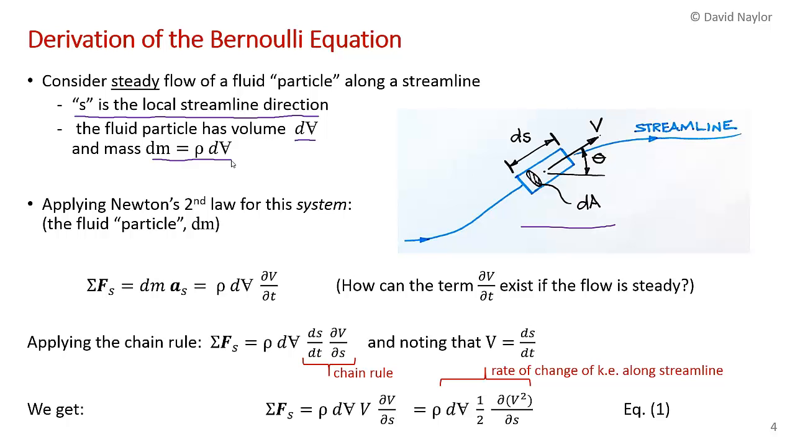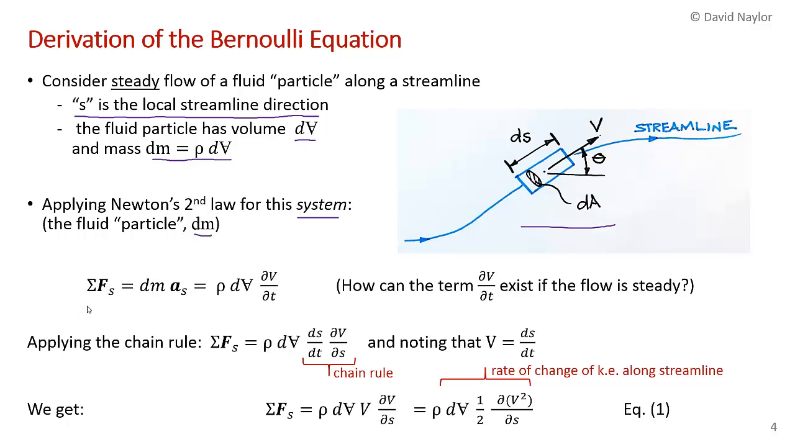So now we can apply Newton's second law for this system. We're not doing a control volume analysis this time. I should mention that the derivation that I'm going to do here is a more classical derivation than you'll find in most textbooks. The textbook that you have does it using control volume analysis. This is a more classical approach by following a particle, or in other words, a fixed mass along a streamline. So we're using a system approach here, and the system is a fluid particle of mass dm.